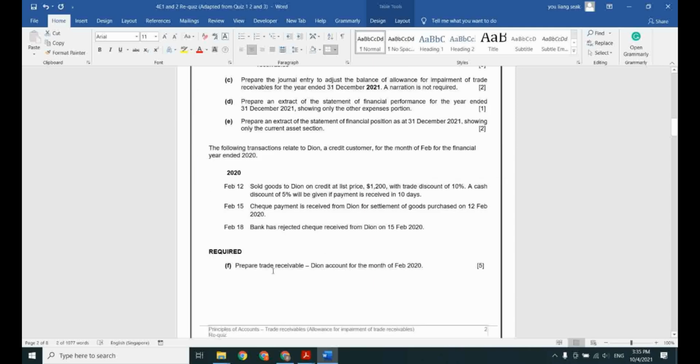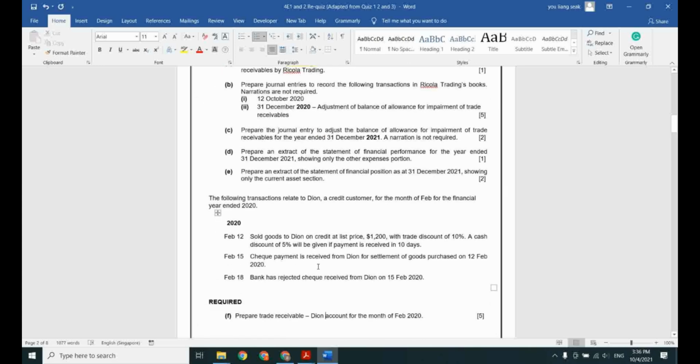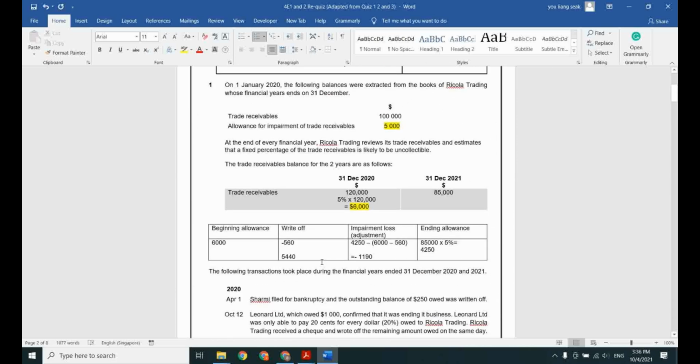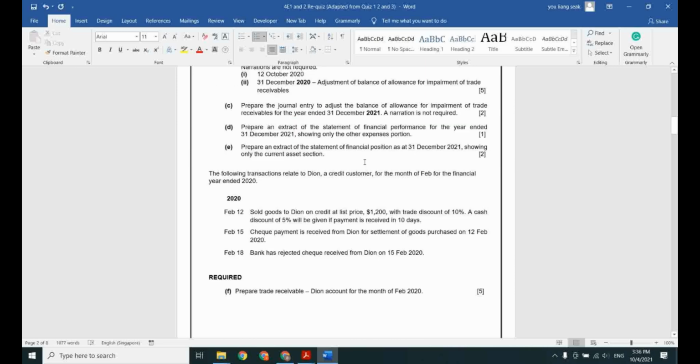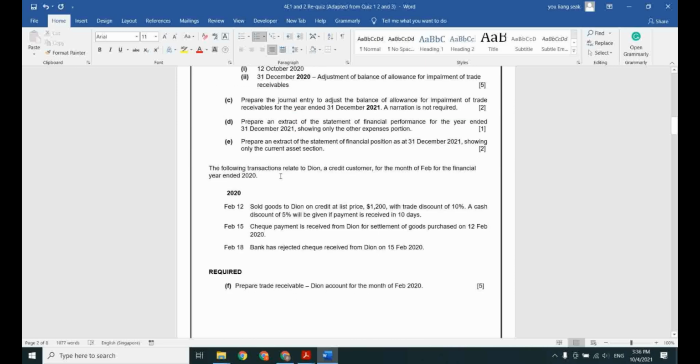For part F, this is actually knowledge from your Sec 3 work. You're supposed to prepare a ledger account for Dion's account. I noticed some of you have written the balance breakdown for trade receivable as 100,000, as given in the question. This is actually not accurate, because over here we are preparing Dion's account. However, the $100,000 that the question has given you is actually the balance for all trade receivables accounts.